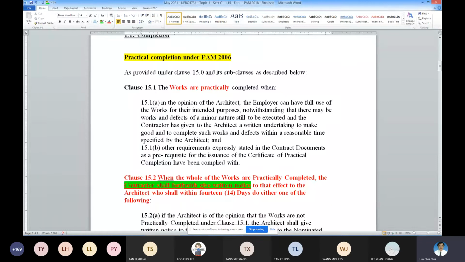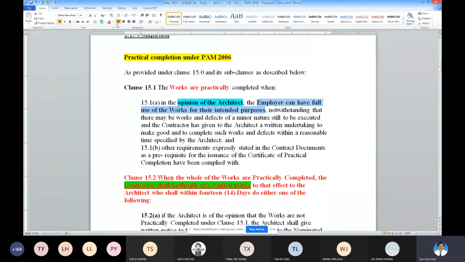Under clause 15.1a is the opinion of the architect. It's very subjective that the employer can make use of the work for the intended purpose. See here, this one is very subjective. That's why the contractor is always at the mercy of the consultant, because in order for this very important certificate to be issued, it is so subjective.